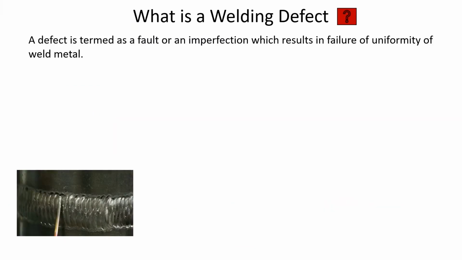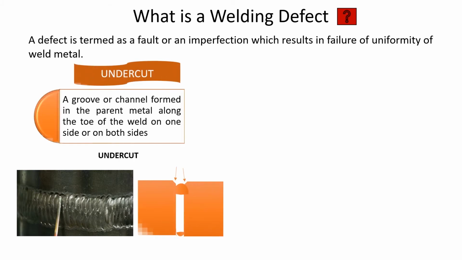What is a welding defect? A defect is termed as a fault or an imperfection which results in failure or non-uniformity of weld metal. We will now discuss the various welding defects. First, undercut. A groove or a channel formed in the parent metal along the toe of the weld on one side or on both sides.